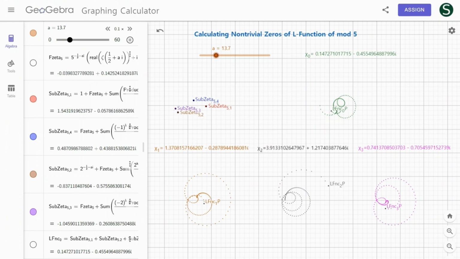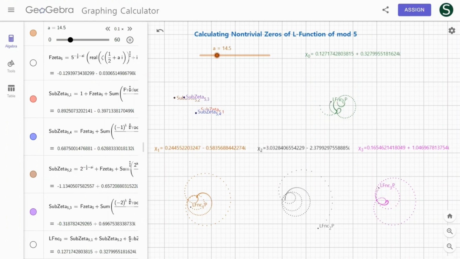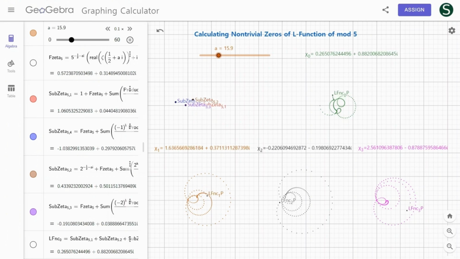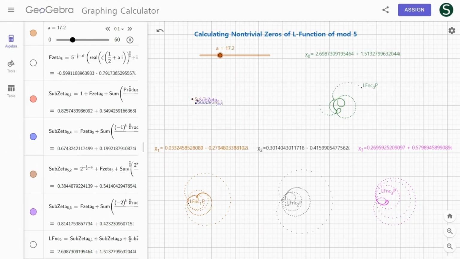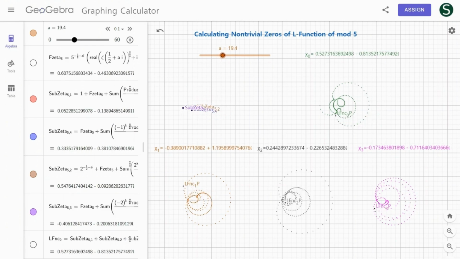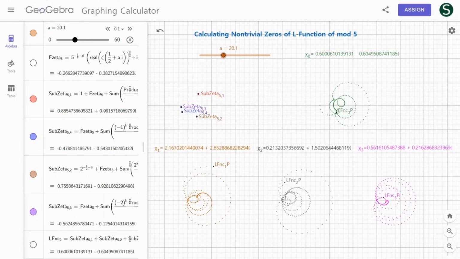The subordinate zeta function m, n of s is equal to m to the minus s power, the Hurwitz zeta function n over m of s, and if s equals 1/2 plus ai, it is equal to m to the power of minus 1/2 minus ai, the Hurwitz zeta function.